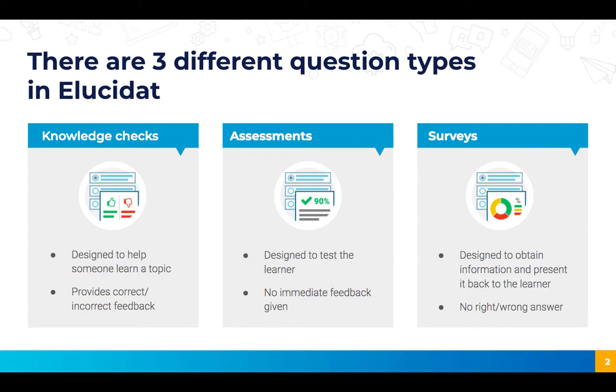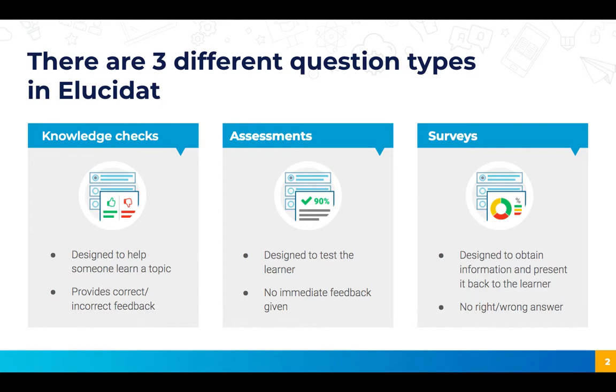The final category is surveys. These are questions where there's not really a right or wrong answer. They're just designed to elicit some information from the user. So they come with a pop-up that thanks learners for responding, but they're not designed to give correct or incorrect feedback.